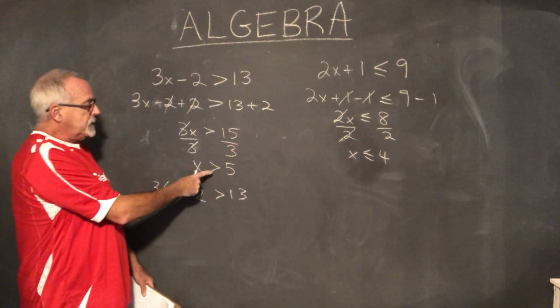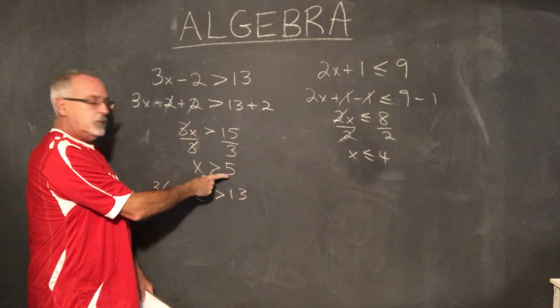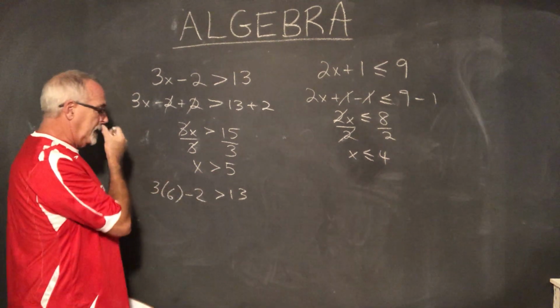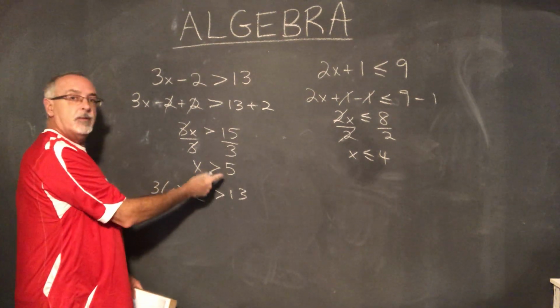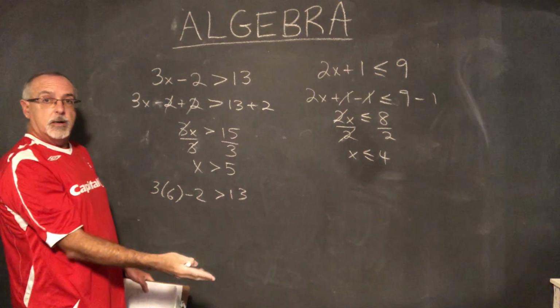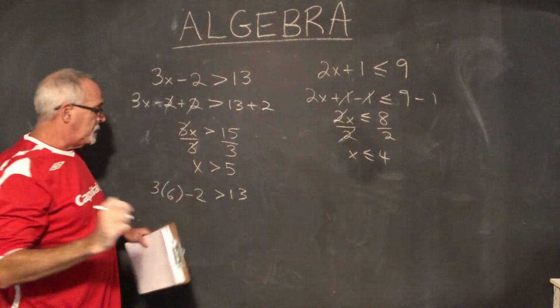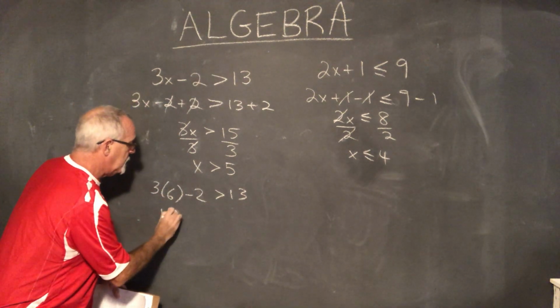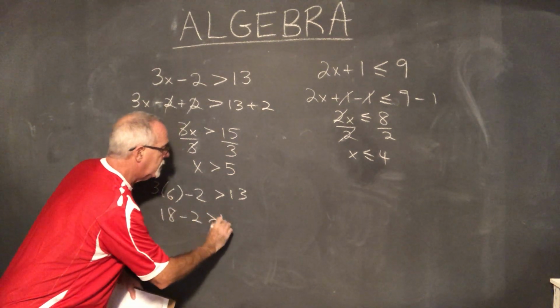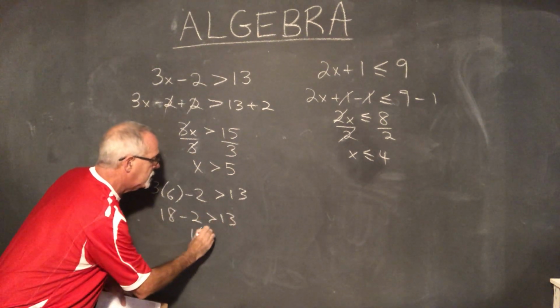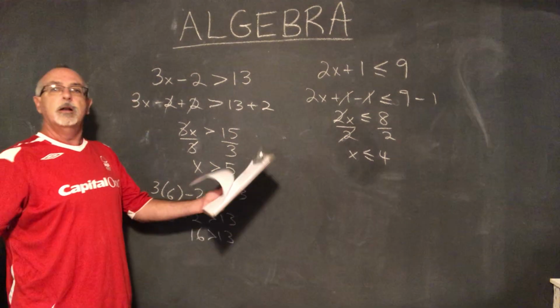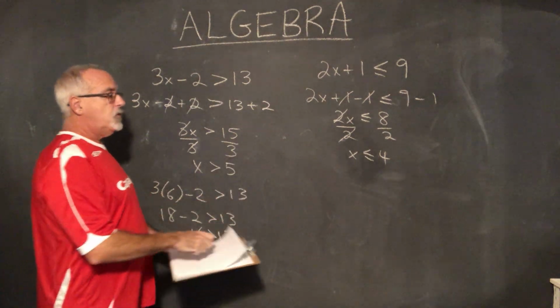Why did I choose 6? Because that's a number I know is greater than 5. I'm looking at my answer when I make my choice. So if 6 is greater than 5, then that means this should work, unless there's something wrong with the algebra steps I did. 3 times 6 is 18. 18 minus 2 is greater than 13, because 18 minus 2 is 16. 16 is greater than 13. It verifies. Let's try another one.